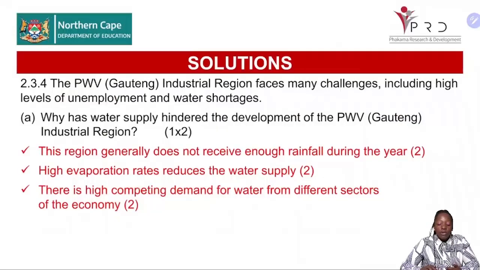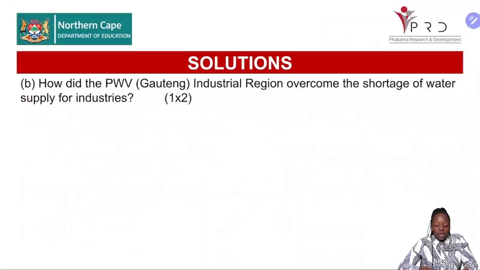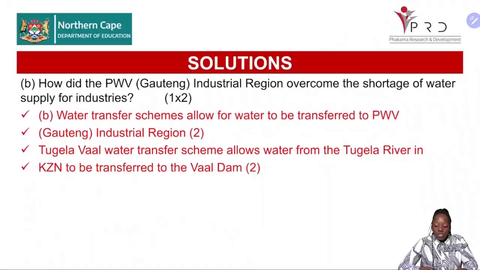Your high evaporation rate reduces the water supply. The temperatures become higher because they do not receive enough rainfall during the year. There is a high competing demand for water from different sectors of the economy. Remember, we said most of the industries are located in this region, so therefore there will be a high demand of water because each and every industry or each and every sector will be using water, including the residentials as well.